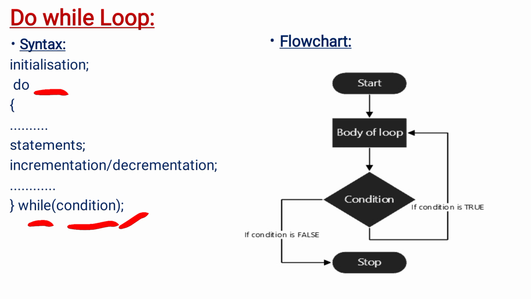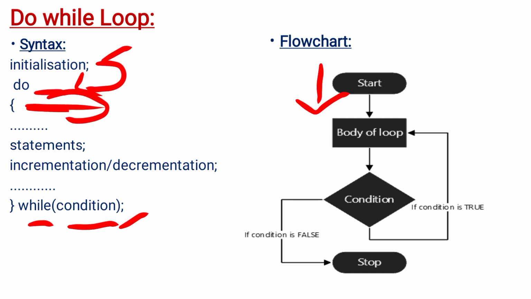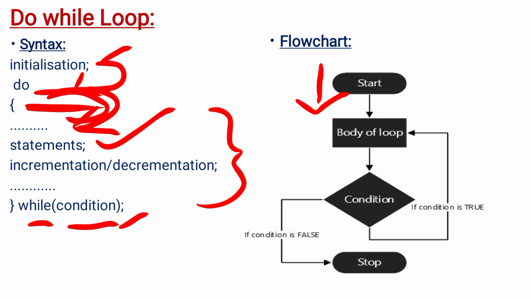See here, the control comes to the loop first. Initialization will be done. After initialization, the control comes here. Here is a statement do, and then the loop starts here, and then control enters into the loop. Here some statements are there.